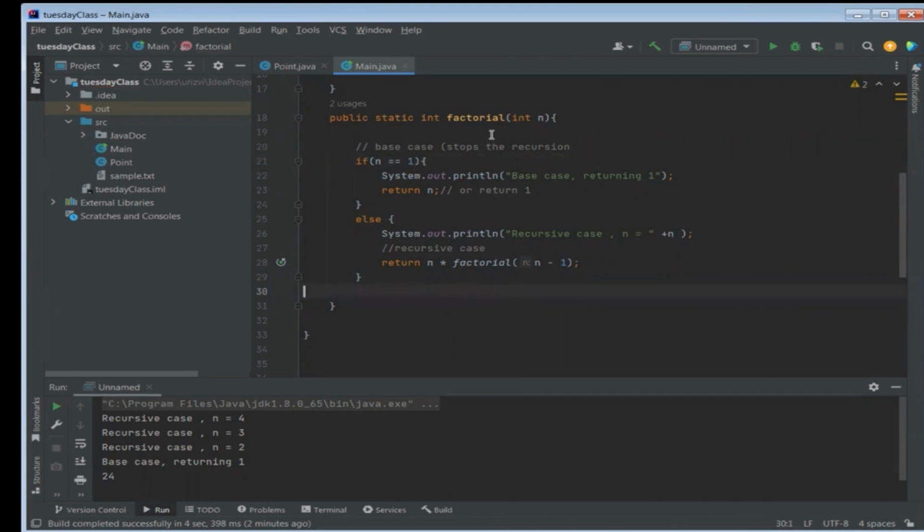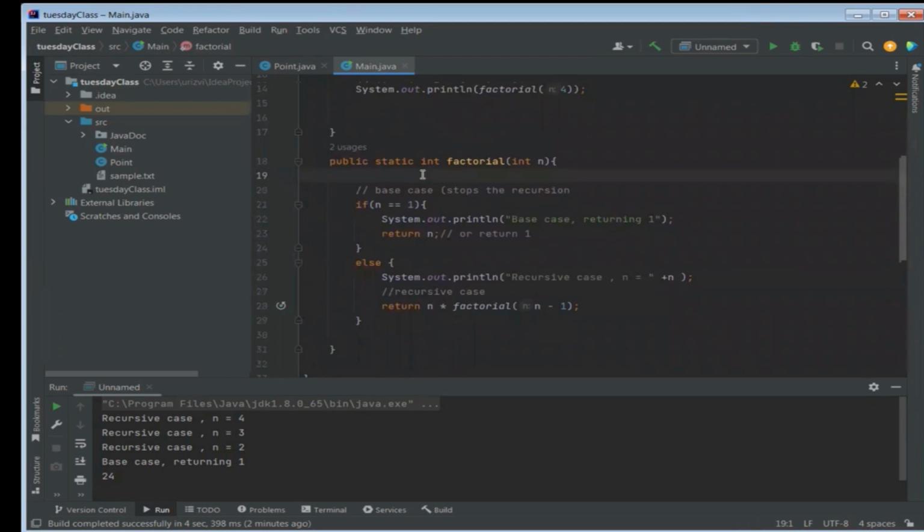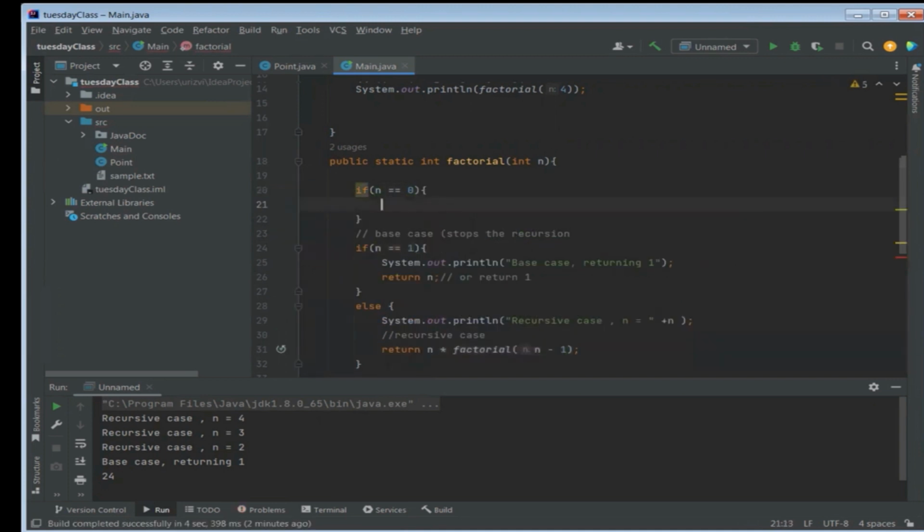All right, so now we can add cases for negative and 0 values. If n equals 0, what should we do? I think the factorial of 0 is just 1, I believe. So we can just return 1, and we don't even need to check anything else.